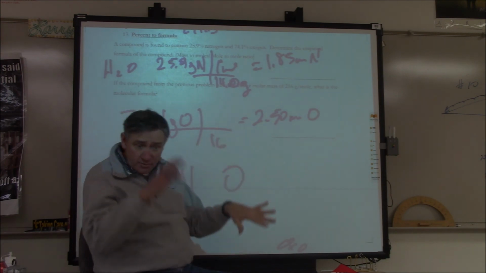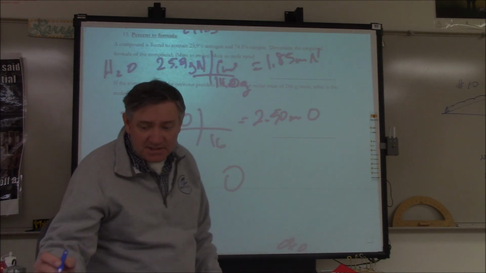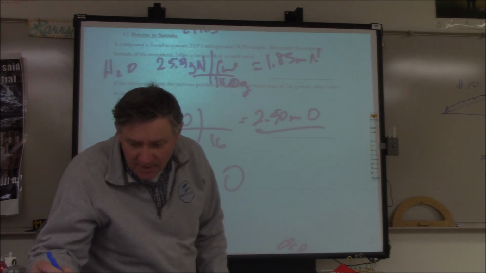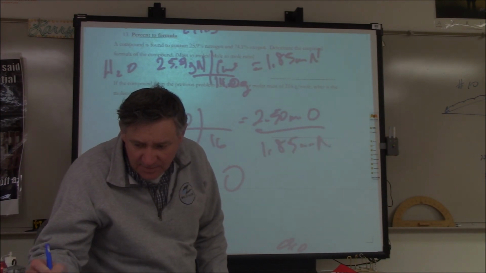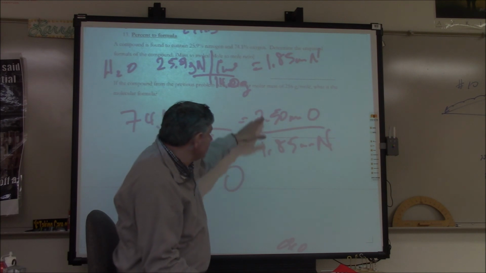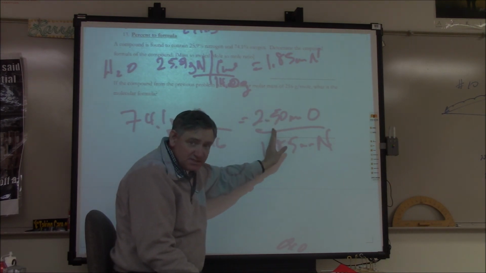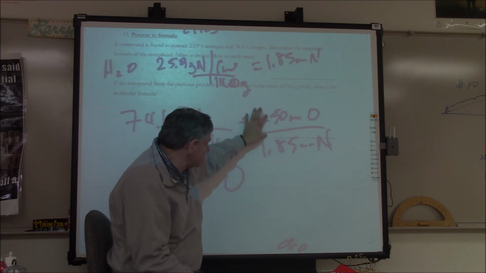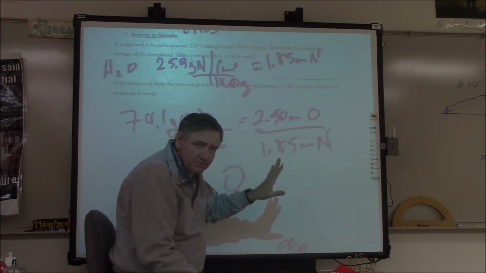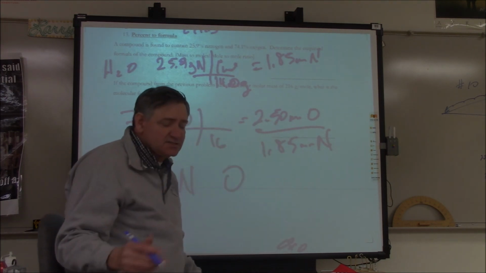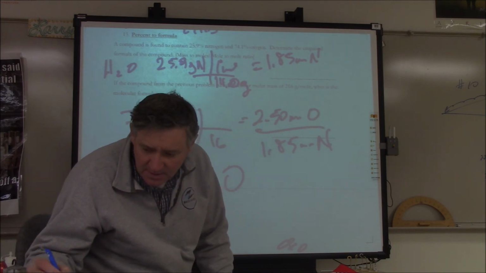So at this point, when I do a division, I'm going to take that 2.50 moles of oxygen and divide that by 1.85 moles of nitrogen. When you're doing problems like this, do not round these numbers. Keep a lot of digits out here. Do not round this to like 3 and round this to 2. Keep a lot of digits. So when you do this, you get 2.5.